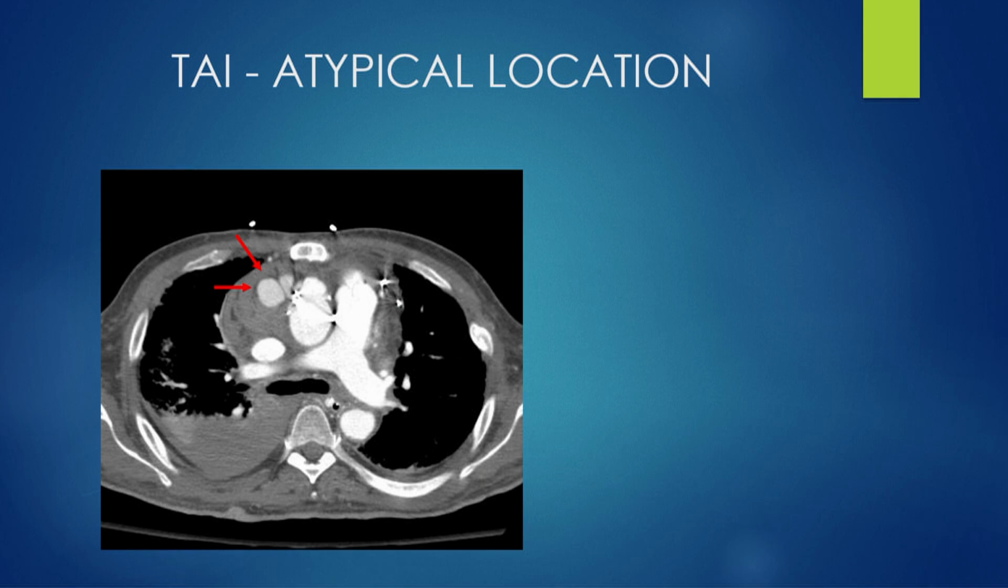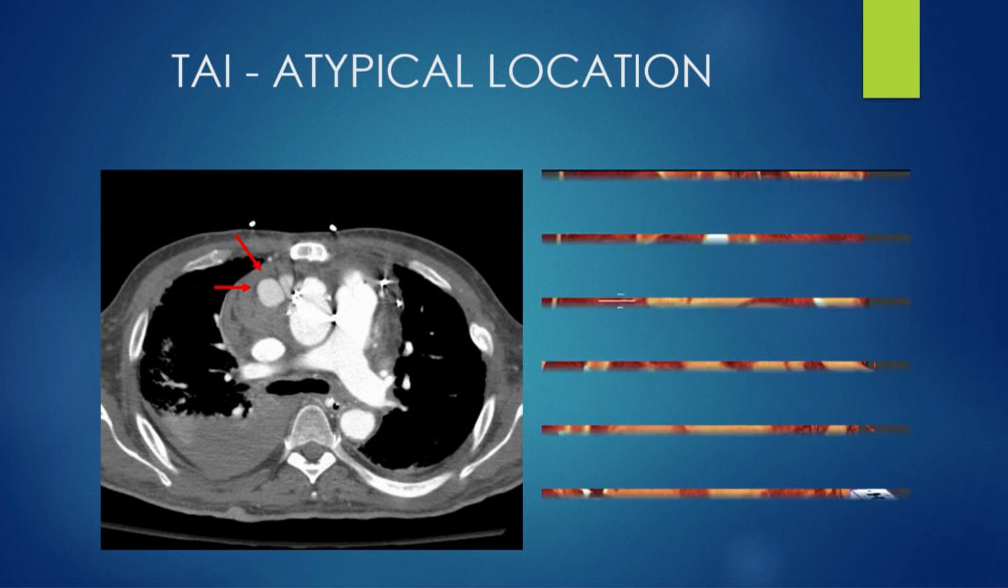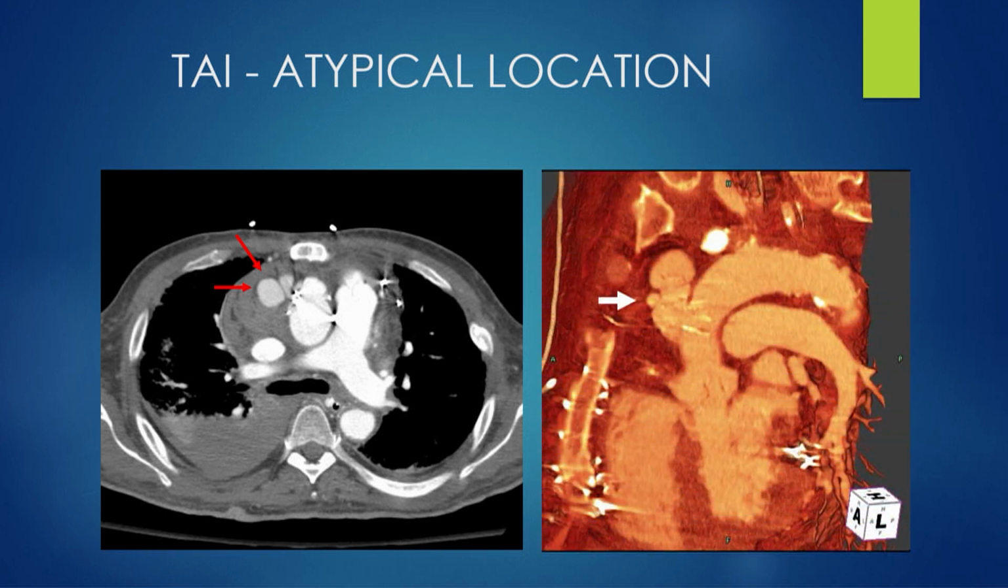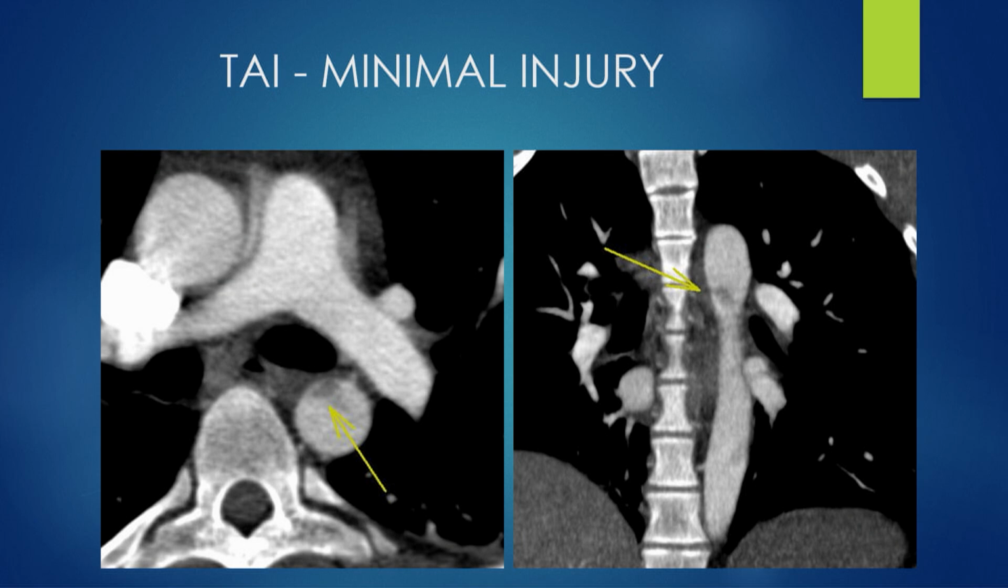You can get this in atypical locations. So here's a rare one. The most common location actually of all comers is at the root, but those patients do not survive. So what we usually see is the isthmus. But occasionally we see it in the ascending aorta, and here's an example of a very striking ascending aortic TAI. Here's the volumetric reconstruction of same.